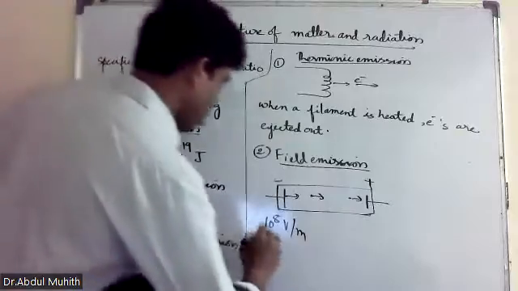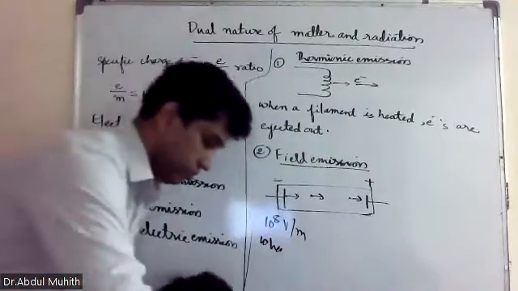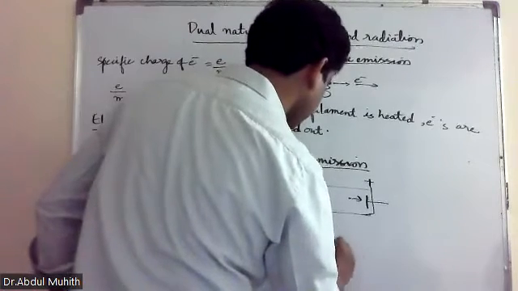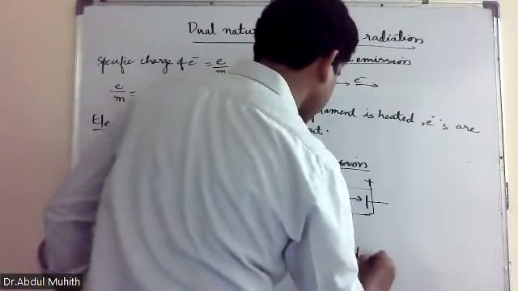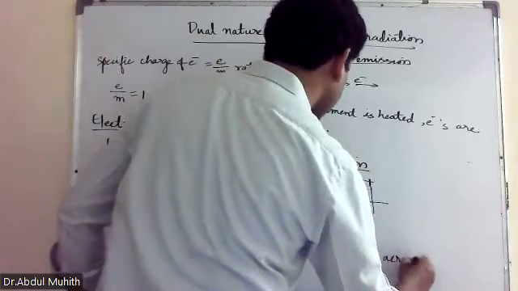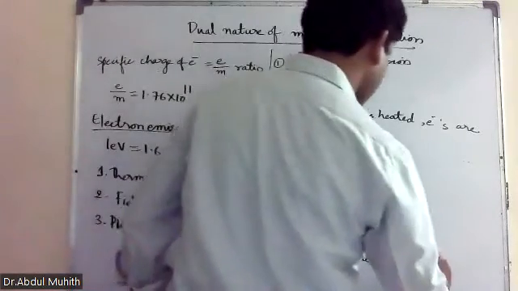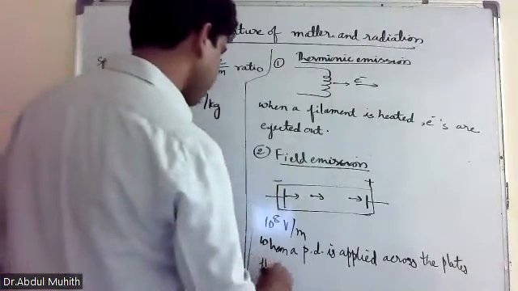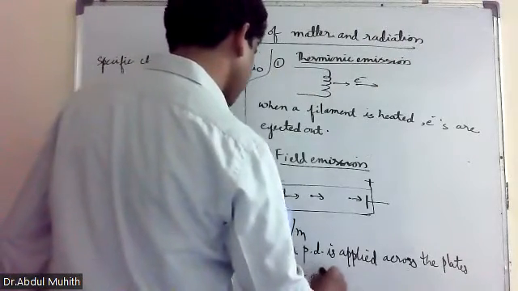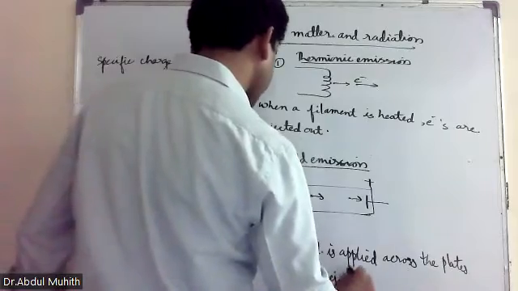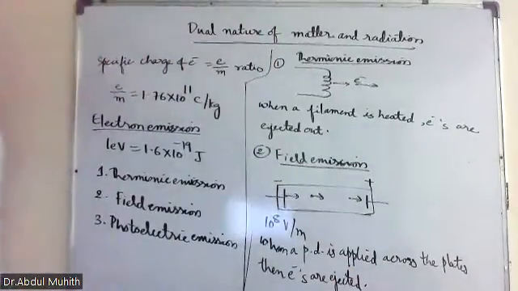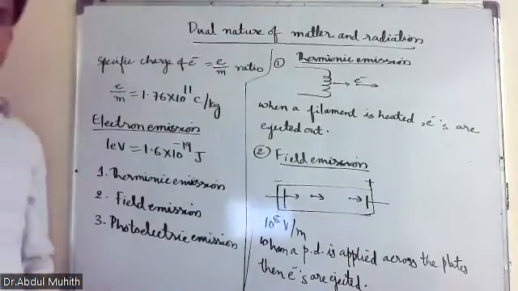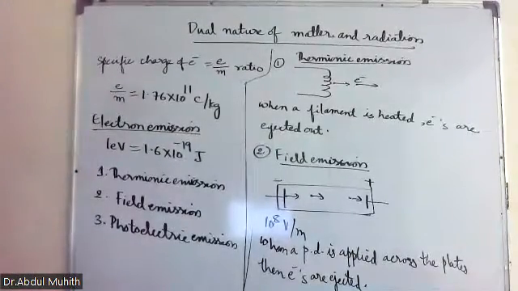So when a potential difference is applied across the plates, electrons are ejected. That is known as field emission. The next one is photoelectric emission. Please copy this, then we'll go to the next. Is this clear, all of you?